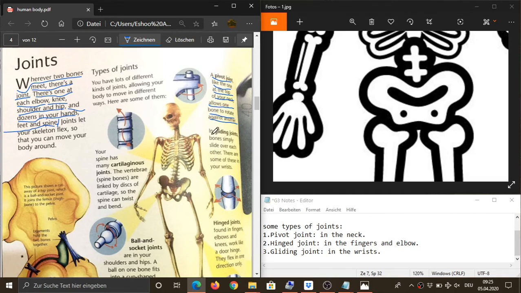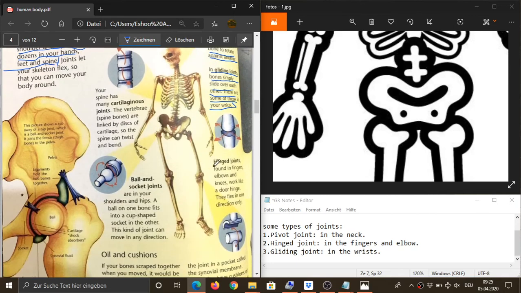Let's look at the second type. In gliding joints, bones simply slide over each other. There are some of these in your wrists. So they slide on top of one another. They don't actually just move from their place like any other bones, but these slide on one another. These are the gliding joints, and they do exist in our wrists.